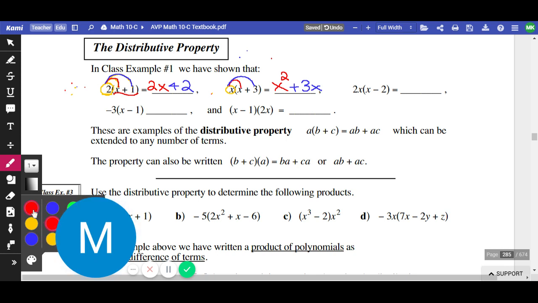I'm going to take this monomial of 2x. I'm going to multiply it into the brackets. 2x times x. So numbers with numbers, letters with letters. The 2 multiplies by the coefficient of an invisible 1 to become 2 still. The x multiplies by the x to become x squared.